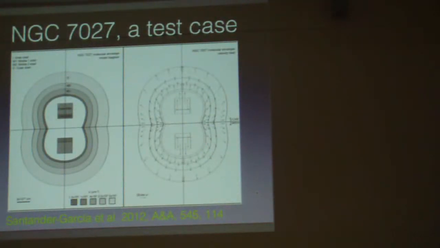start modeling. This is a test case, a pilot study we did last year with NGC 7027, in which we model the molecular envelope of this nebula as several concentric shells, with two polar blobs, with different parameters, and then, well, as this was presented by Valentin, I won't go deeper into that.